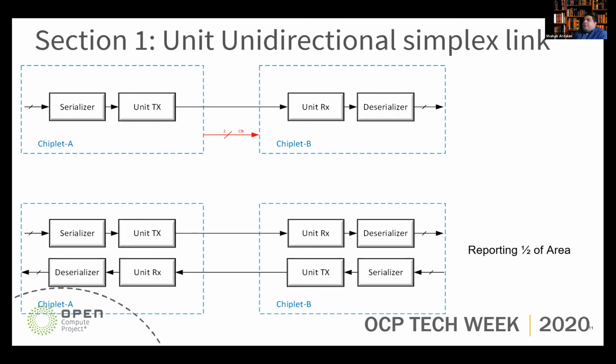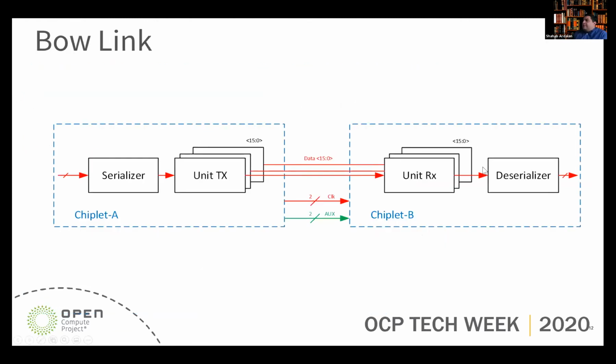We decided to map basically everything based on a unidirectional simplex link. For example, if we are dealing with a duplex, which is a bidirectional link, we report half of the area for that specific PHY, to make a fair comparison with unidirectional links that only have a TX or RX. That's something that we also defined this year.